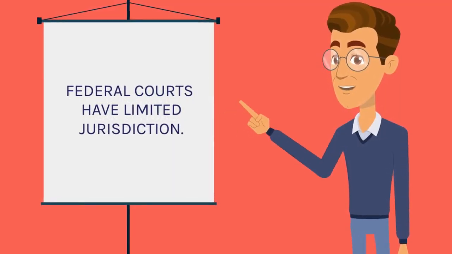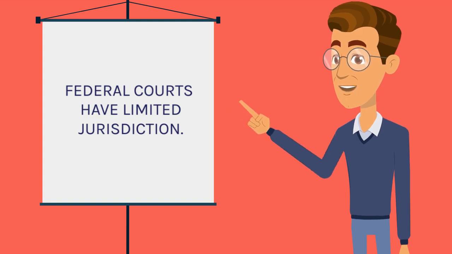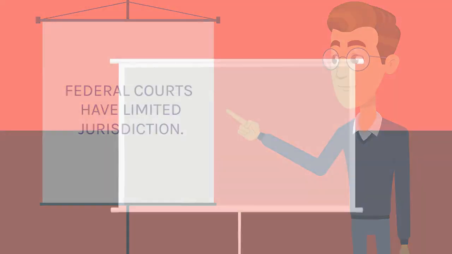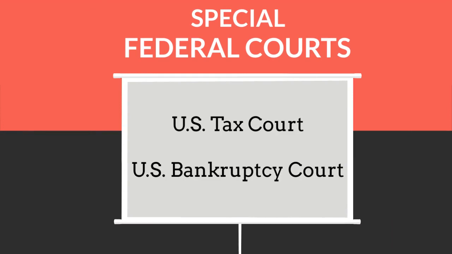Federal courts have limited jurisdiction. Federal district courts only have the power to hear cases that arise under federal law or cases that meet the requirements for diversity jurisdiction. We'll address that later on. Furthermore, there are also specialized federal courts that only hear certain types of cases, such as the U.S. Tax Court or the U.S. Bankruptcy Court. Federal circuit courts can only hear cases on appeal from a federal district or special court.